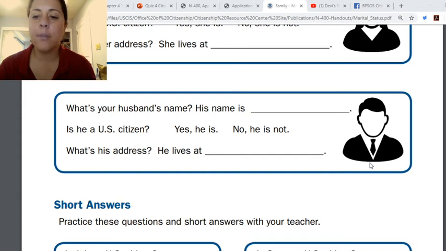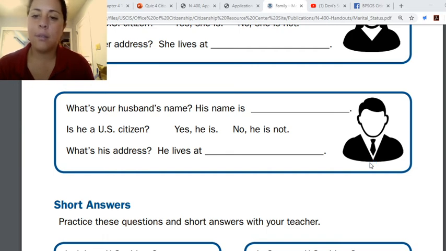What's your husband's name? So first we did wife's name. Now let's do husband's name, okay? His name is Jim, okay? What's your husband's name? His name is Jim. Is he a U.S. citizen? Yes, he is. Or no, he is not. Okay, pick one. Choose one.